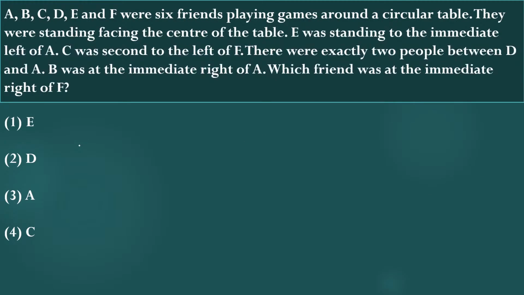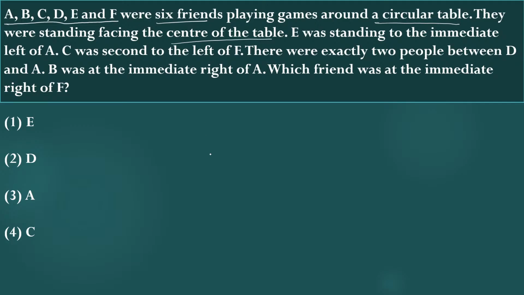Next question. A, B, C, D, E and F are 6 friends playing a game around a circular table. They are standing facing the center of the table.